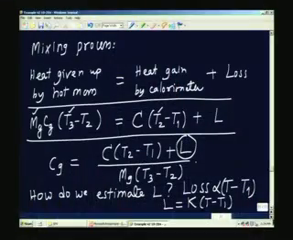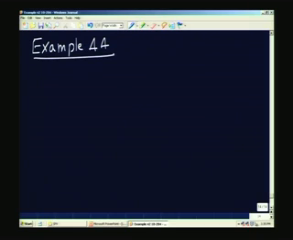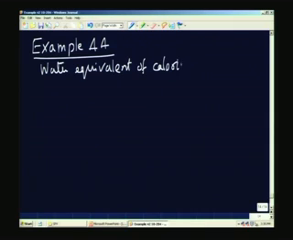So, let us work out the problem. The data was already given in the last class, so all I am going to do is work it out very quickly. This is example 44. The data will become clear. The water equivalent of the calorimeter is 0.5 kilogram.